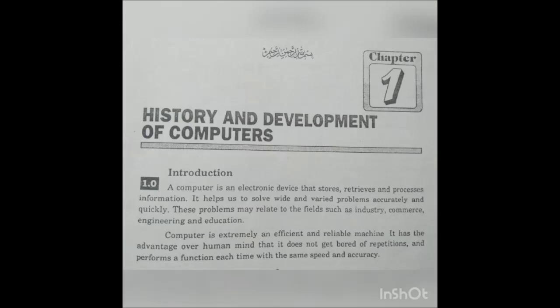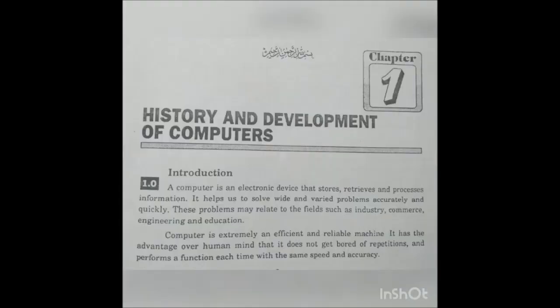As you all know, what is a computer? A computer is an electronic device that can solve many problems within seconds or within minutes. Computer has a very fast speed and accuracy in results. It is a very efficient and reliable machine. It relates to different fields like industry, commerce, engineering, and education. It has a huge memory in which it can store a lot of information. In short, computer is a very, very efficient and useful machine.